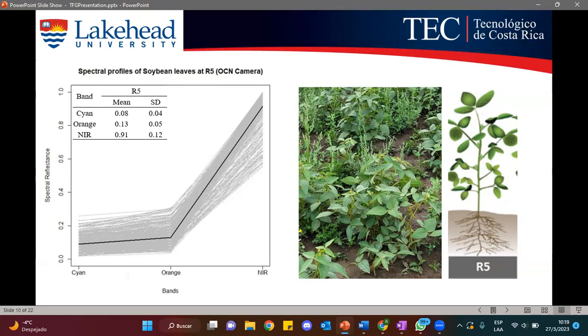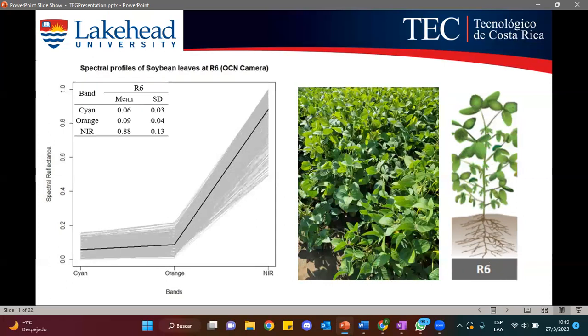For R6, and maybe I forgot to mention, on the spectral profiles, the gray lines are spectral profiles for specific pixels, and the dark line is the mean spectral profile for the stage. So for R5, which was the previous, and this one R6, they are pretty much the same as they're middle stages, mature stages. There are high near values, constant cyan, and constant orange.